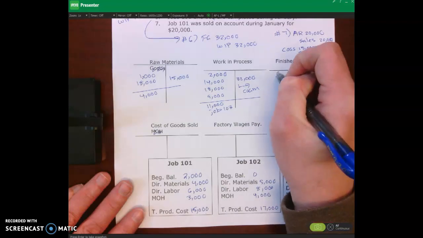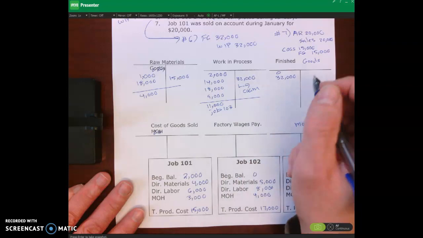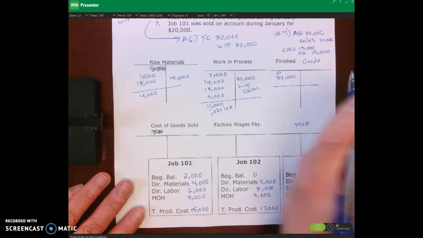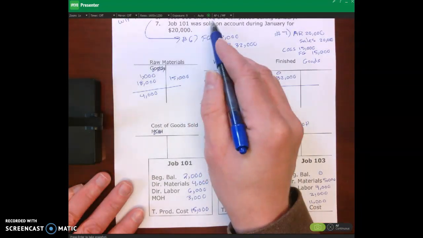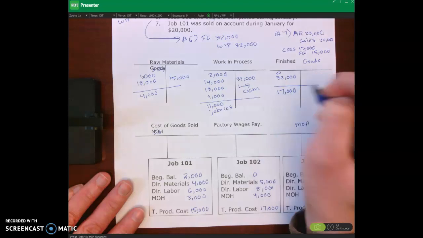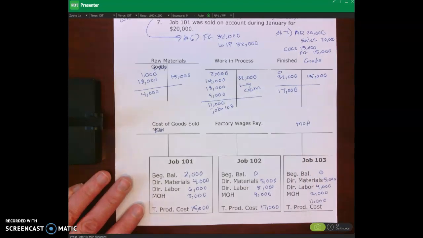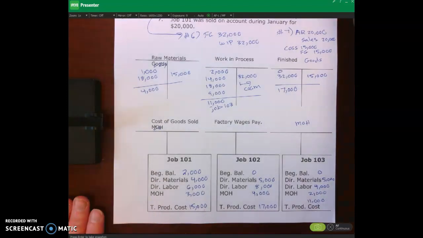I have zero balance in beginning finished goods. I had $32,000 of cost of goods manufactured. And then it says that job 101 was finished but not sold. So that gives me, job 101 was sold. Job 102 was finished but not sold. $15,000. And then I will continue the rest in the next lecture video. Thanks.